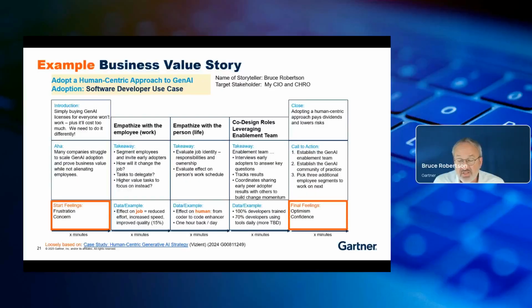So our call to action is we need to establish that Gen AI enablement team. We need to establish a community of practice for everybody involved to talk with each other. So Sam and everybody else can talk to themselves and learn from each other. And finally, the real call to action here is that we need to now go beyond Sam. We need to pick the next, say, additional employee segments to work on directly. So our call to action is let's identify those and let's get these other things done.